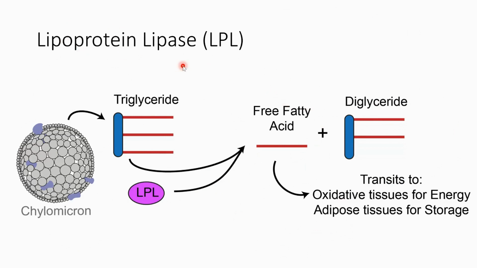LPL is the lipase that exists in your capillaries, and it interacts with triglyceride-rich lipoproteins such as chylomicrons and VLDL. These are packaged lipoproteins that have an inside triglyceride core. LPL can interact with these triglycerides to hydrolyze them and liberate free fatty acids. These free fatty acids, as I discussed before, can now be transported across membranes, and so they can head into the different tissues and be used as a source of energy in the oxidative tissues, such as your heart or muscles, or they can be stored for future use in the adipose tissues.